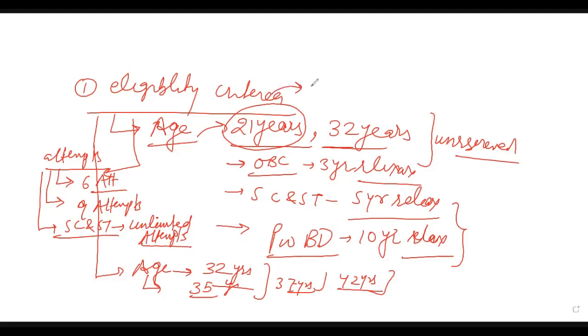For the degree, to be eligible to write this exam, you need a graduation degree from any college that is recognized under UGC. So to be eligible for this exam, the minimum age is 21 years, you need to have a graduation degree, and these are some of the relaxations that are given to category students.